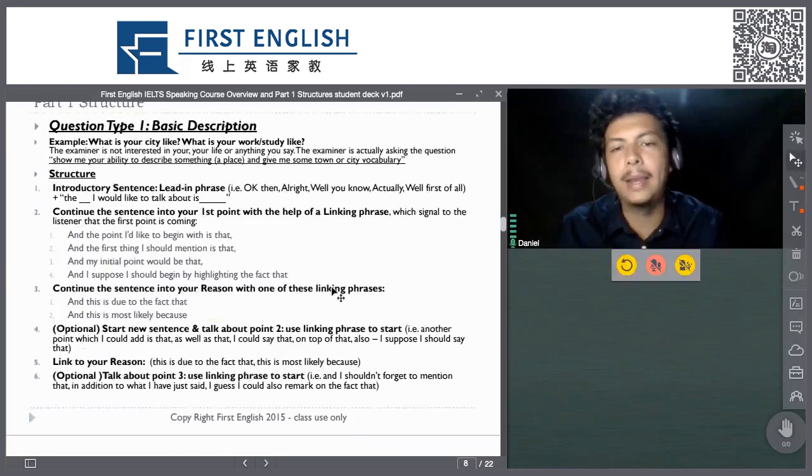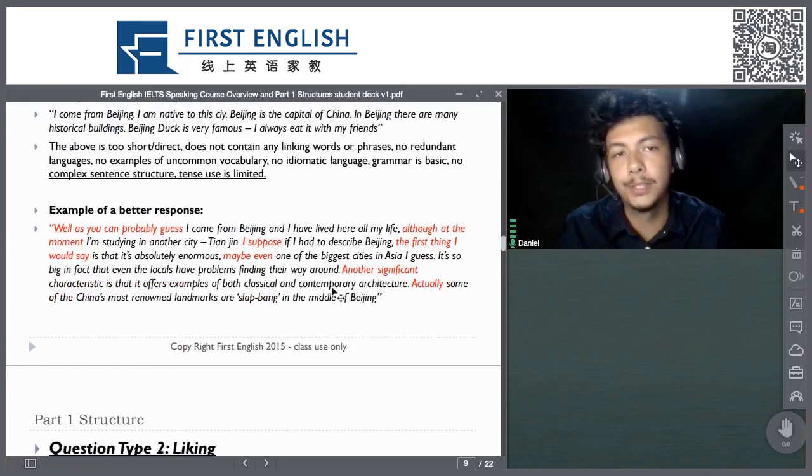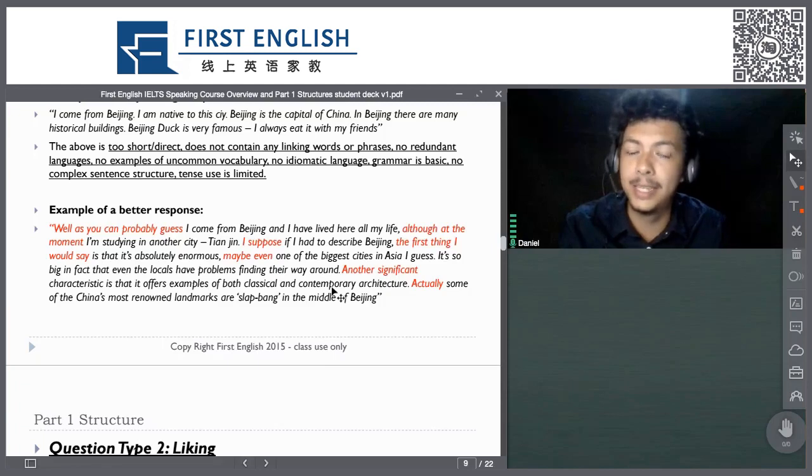So let's look now at a better response, an example of a better response here for a question such as this. So, well, as you can probably guess, I come from Beijing. I have lived here all my life, although at this moment I am studying in another city, Tianjin. I suppose if I had to describe Beijing, the first thing I would say is that it is absolutely enormous, maybe even one of the biggest cities in Asia. I guess it's so big, in fact, that even the locals have problems finding their way around. Another significant characteristic is that it offers examples of both classical and contemporary architecture. Actually, some of China's most renowned landmarks are slap bang in the middle of Beijing.